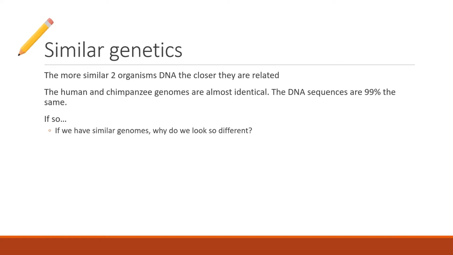If we have similar genomes, then why do we look so different? That's a pretty good question. Why do you guys think we look so different from chimpanzees? We're supposed to be 99% similar. Why do we look so different? What do you guys think? We're just a different breed, we're built differently. But if we're a different breed, then why do we have such similar genetics?